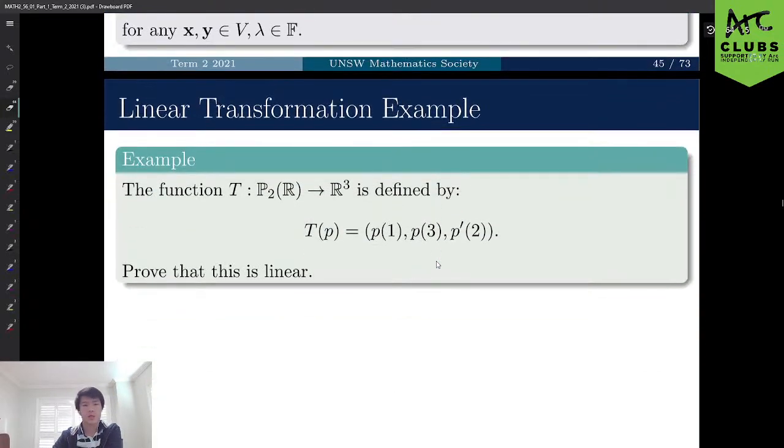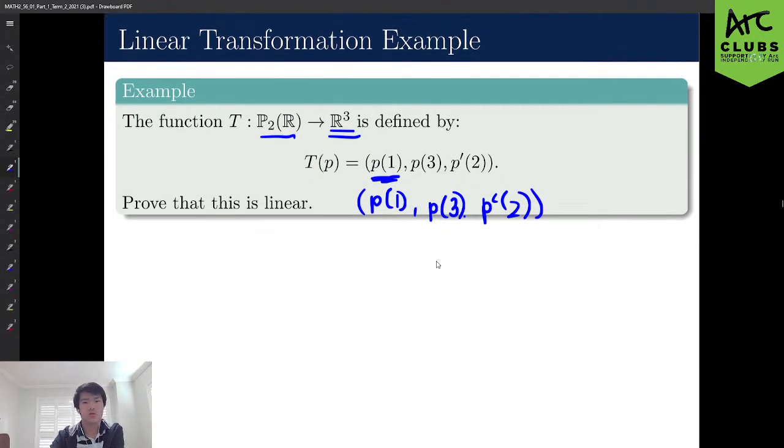So just one simple example of a linear transformation. It's a transformation from the polynomial space P2(R) to R3. And what it does is it takes the polynomial and evaluates it at 1, so it takes the value p(1), then p(3), then p'(2). Right, so how can we prove that this is linear?